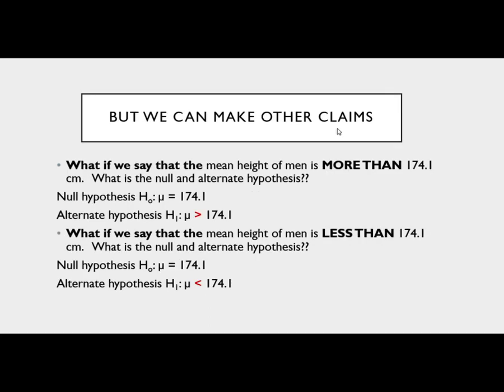But we can make other claims. What if we say that the mean height of men is more than 174.1? What is the null and what's the alternate? The null is the same thing, mu is equal to 174.1. The alternate is that mu is greater than 174.1. What if we say that the mean height of men is less than 174.1? What's the null? What's the alternate? The null is the same thing, mu is equal to 174.1. The alternate is that mu is less than 174.1.